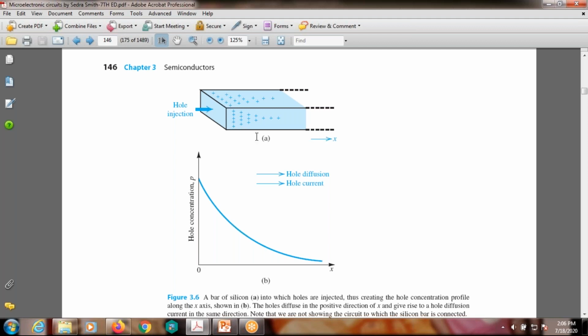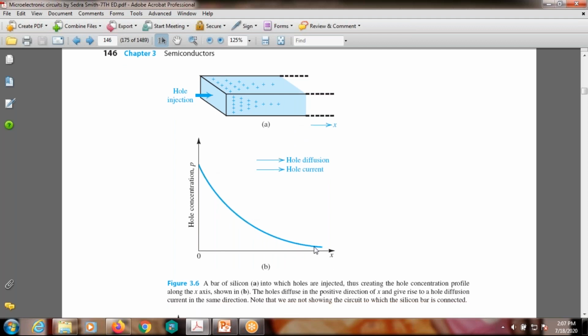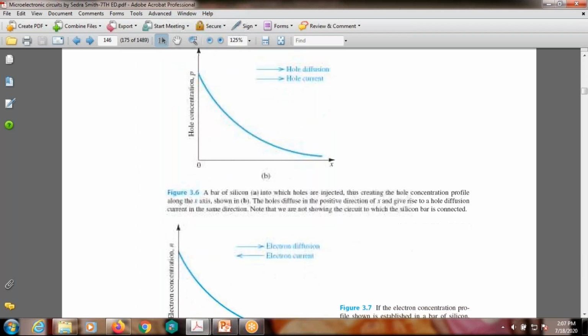As x increases, where x is the width, as this length increases, what happens? Slowly the concentration of holes is reduced. Why? Because the holes may recombine with electrons, so the concentration of holes here is high, and slowly it will reduce, decreasing exponentially. Now the resultant current is due to the hole diffusion. This is the direction of hole diffusion, and the hole current is also in the same direction.